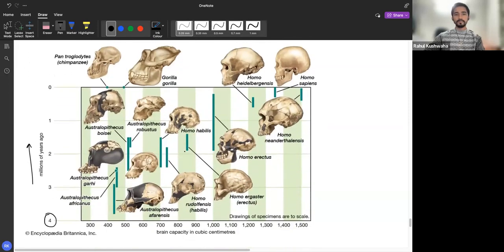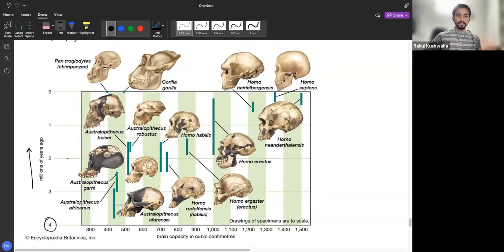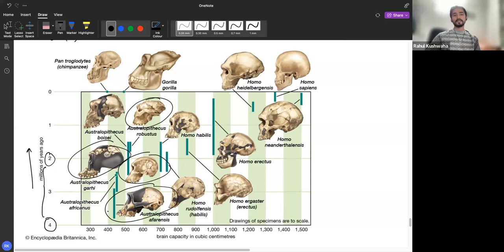Around 2 million years ago, Australopithecus were at their peak. If we look here, you will see that this is 2 million years ago, and between 4 and 2 million years ago, you have a lot of Australopithecus species, right? Australopithecus garhi, Australopithecus africanus, Australopithecus afarensis, Australopithecus boisei, and Australopithecus robustus. These five, 1, 2, 3, 4, and the fifth one, the skull is not shown here, but I think it's this one. Yes, these are all Australopithecus, and you can see that they lived for a very long period.